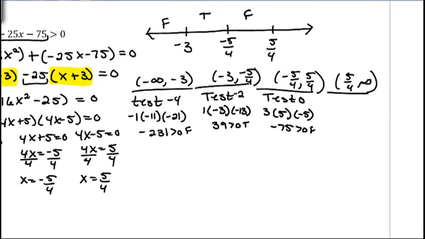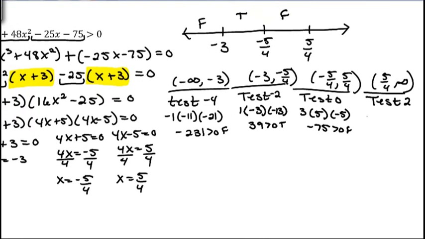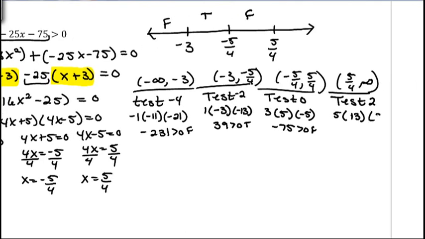And then the last one, 5/4 up to positive infinity. So again, 5/4 is 1 1/4, so I can test 2. And so when I plug 2 in there, 2 plus 3 gives me 5. And 2 times 4 is 8, plus 5 gives me 13. And 2 times 4 is 8, and 8 minus 5 is 3. So we have 39 times 5 gives us 195. And this is greater than 0, so that's true.